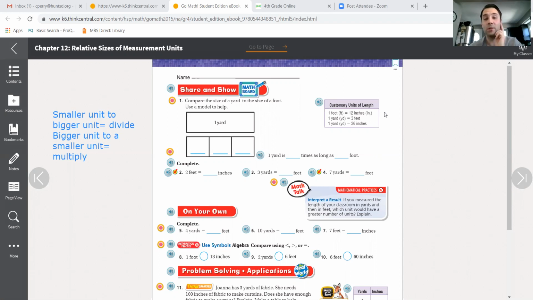Nobody wants to answer this. Nobody thinks they can handle this answer. Okay. Oh, David, your hand's up. Okay, David, how many feet equal 1 yard? That's right, David. 3 feet equal 1 yard.